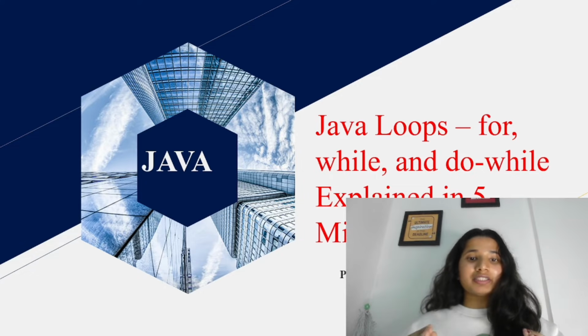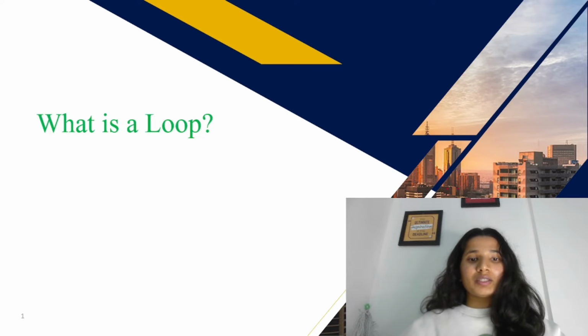In this few minutes Java tutorial, I'm going to explain about loops. Loops have three types: for loop, while loop, do while loop. I'll explain one by one. Let's get started. First of all, what is a loop?